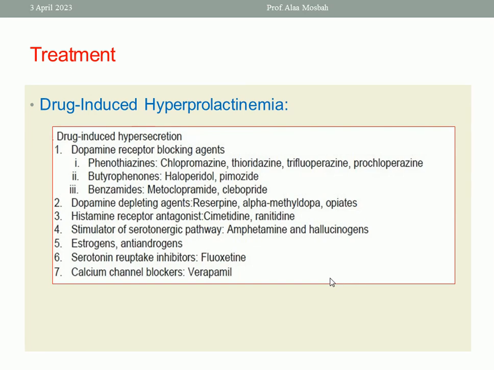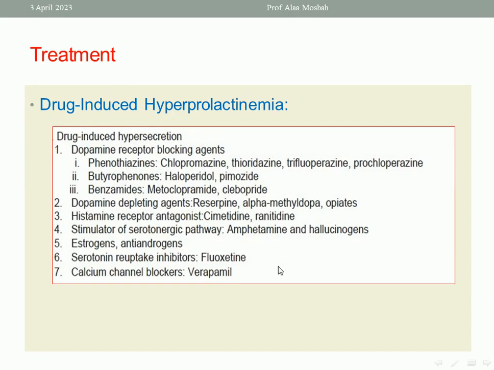stimulators of the serotonergic pathway. Stimulator for the serotonergic pathway, like what? Like amphetamine. Also, hormones like estrogen and antiandrogen. Serotonin reuptake inhibitors like fluoxetine. Calcium channel blockers like verapamil. Okay, so these are our different examples of drug-induced hyperprolactinemia.